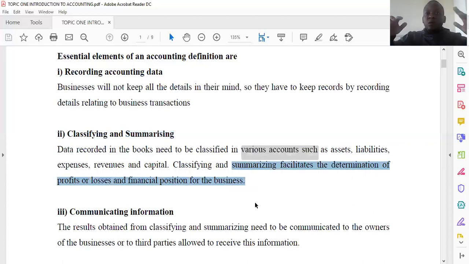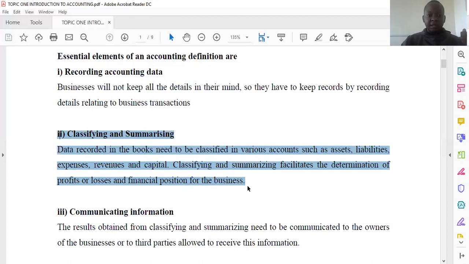So we have many transactions taking place in a given period of time. It would make a lot of sense if these many transactions can be summarized in a small report that can be given to the various stakeholders of the business, to communicate the impact of the numerous transactions on the financial performance and on the financial position of a business, so that we're able to tell that the business has made this much in terms of profit or losses. So classifying and summarizing are key elements in an accounting definition.